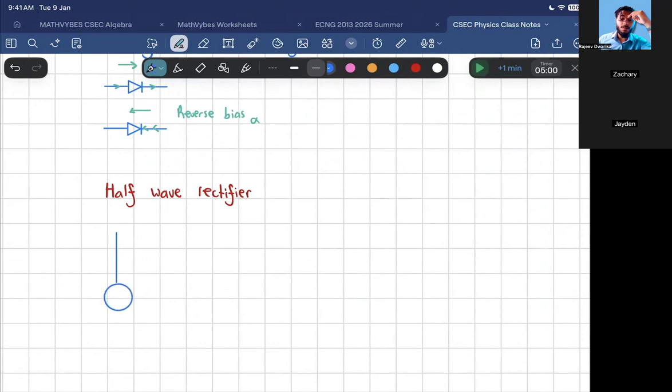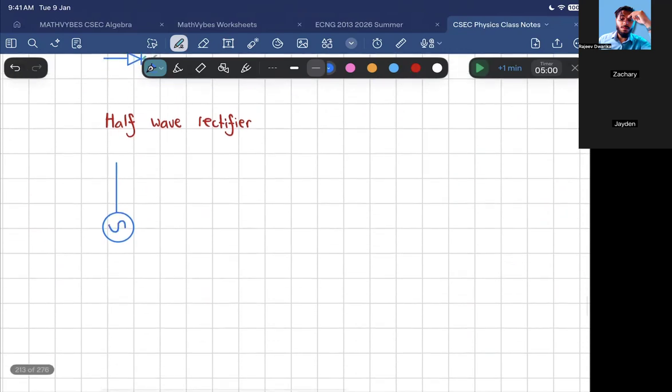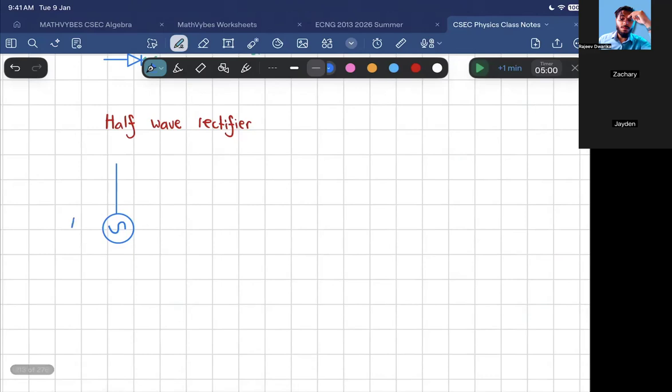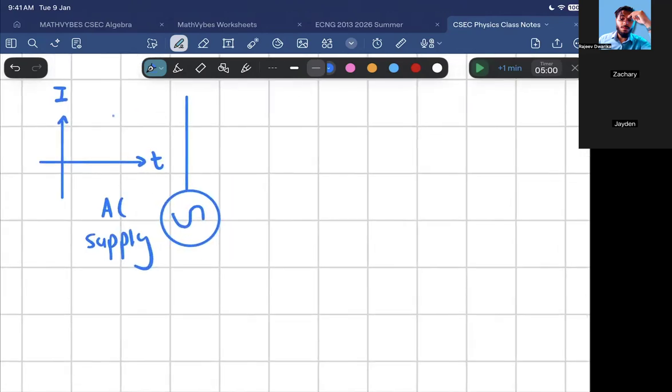So I'm going to draw a circuit here with an AC power source. If you recall, we represent our AC power source by drawing this sinusoid over here. So this is our AC supply. Do you remember what the VI graph would look like for this? Or the IT graph, the current versus time graph? How would it look for an AC supply? Would it be a line or a sinusoid?